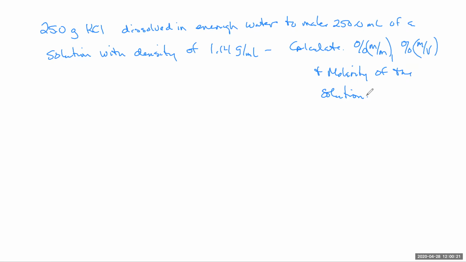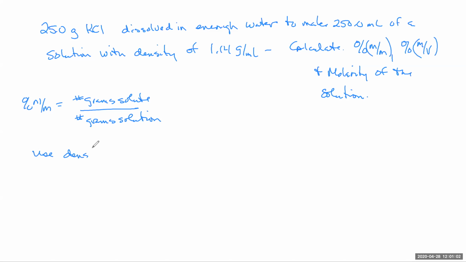The hardest one of this is actually the first one, the mass to mass. So what do you need to do in order to do this? To find percent mass to mass, you need the number of grams of solute divided by the number of grams of solution. Now, the number of grams of solution is not given to you. What was given to us directly is the grams of solute and the volume of solution. So how do I get from volume to mass for my solution? What I need to do is use the density.